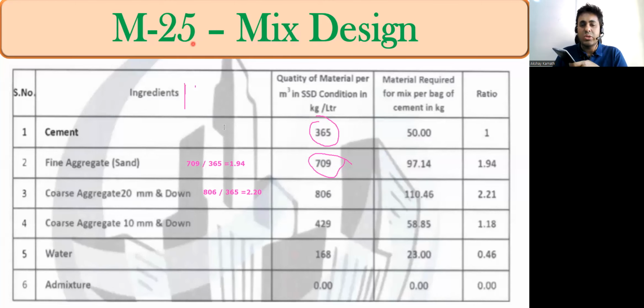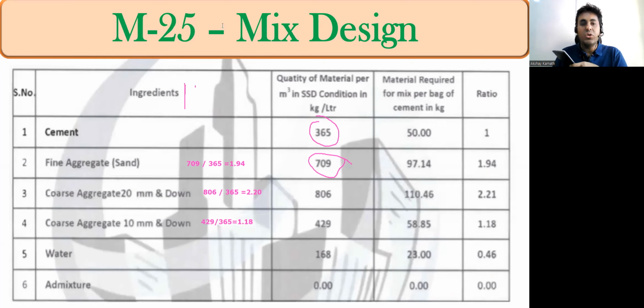It's okay. Now come to the last part. That is 429. So take 429 and divide 429 by 365. It will be 1.17. I got 1.18. Okay. So it will be 1.18. So this much understanding is clear.